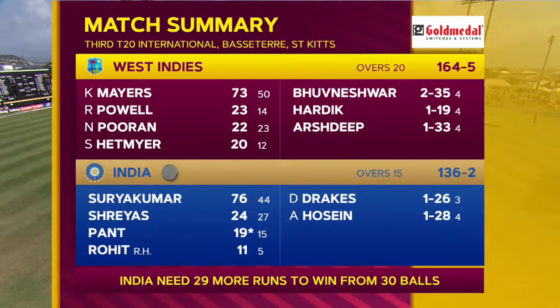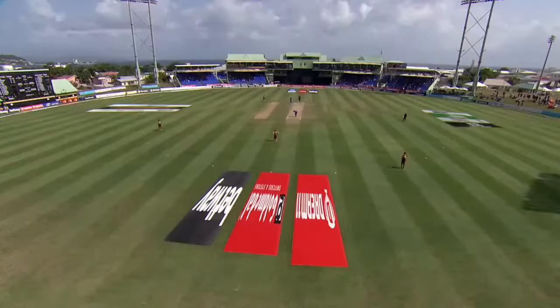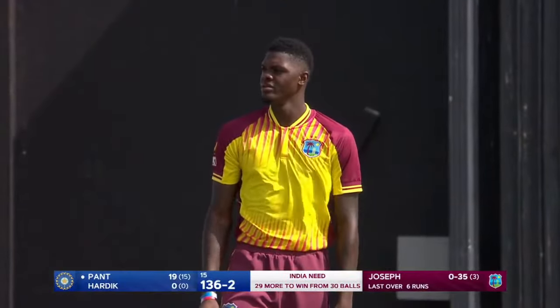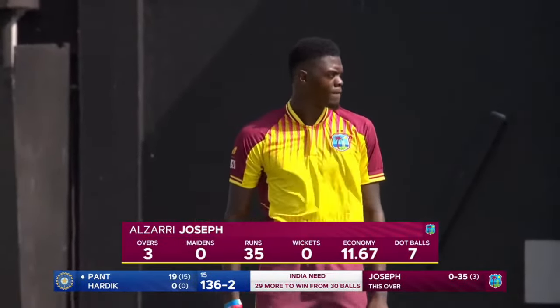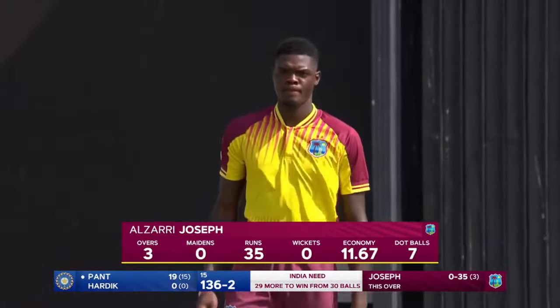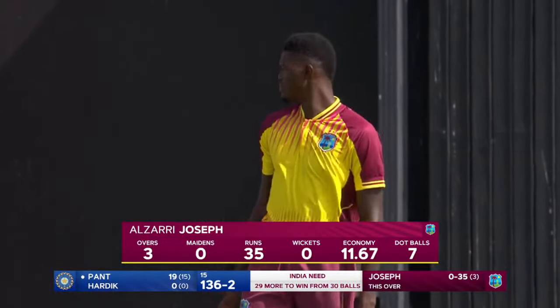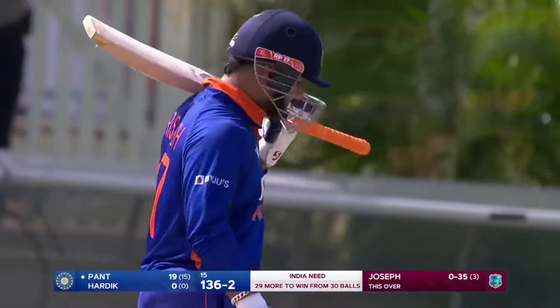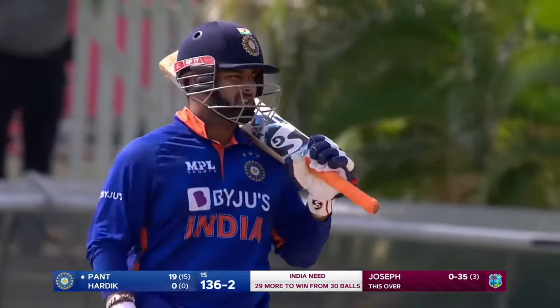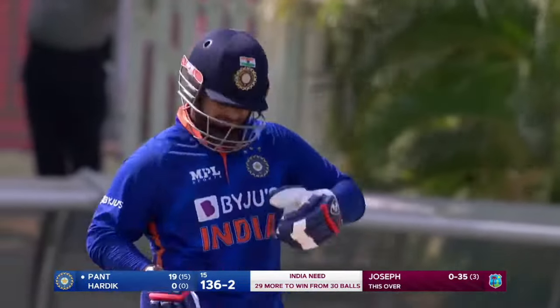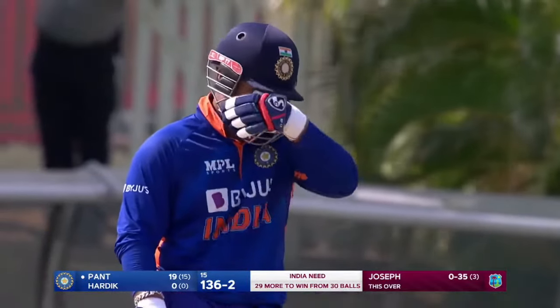Way ahead, India, in this run chase. After 15, the West Indies were 108 for two. India just 29 away from the target. West Indies have struggled to create opportunities for wickets. Azhari Joseph on the expensive side, over 12 runs per over being conceded in his three overs so far.